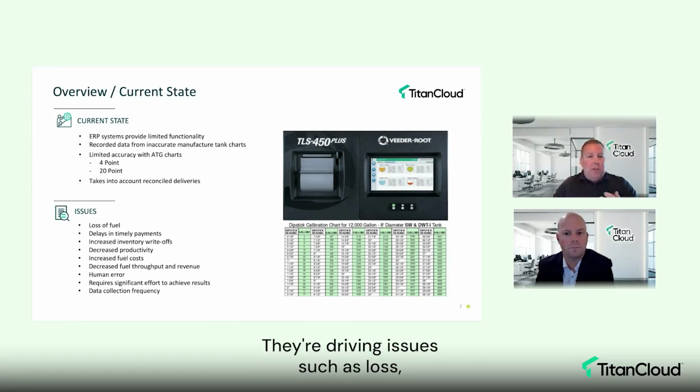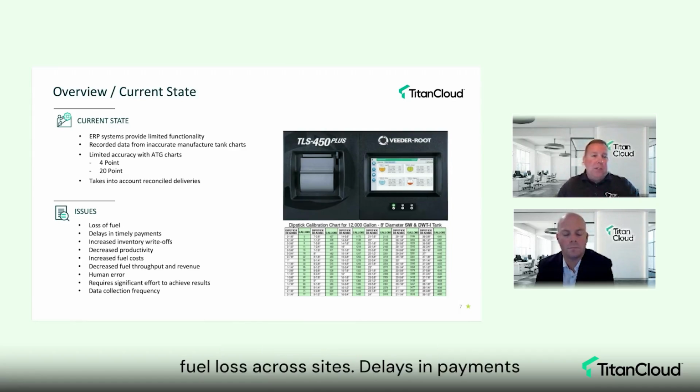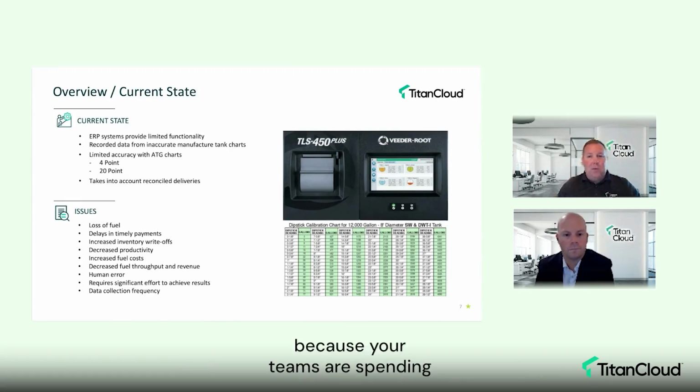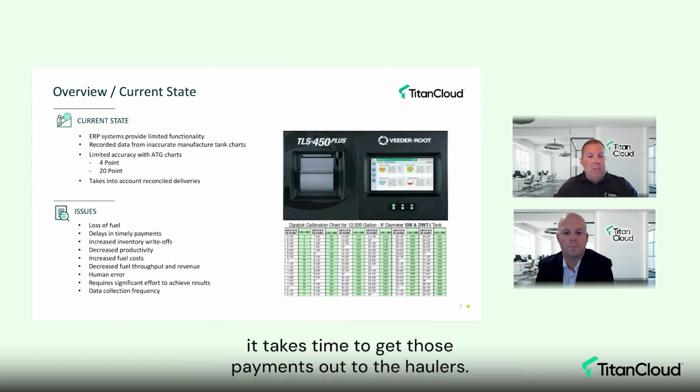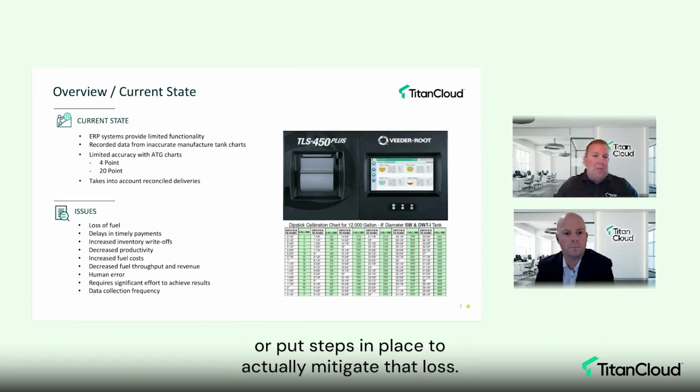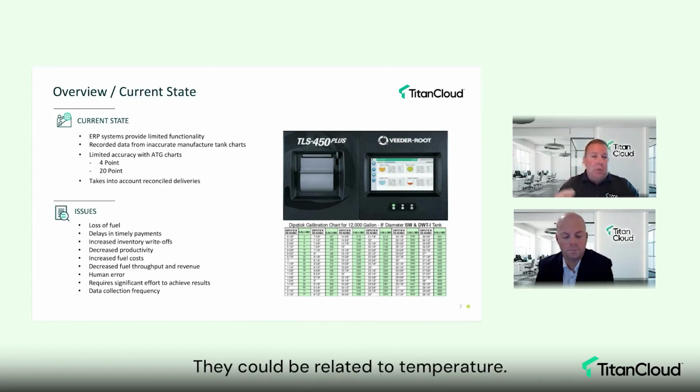So they're driving issues such as fuel loss across sites, and delays in payments, because your teams are spending so much time reconciling the deliveries that it takes time to get those payments out to the haulers. Increased write-offs, like we were talking about earlier, because you can't validate where that loss is coming from or put steps in place to mitigate that loss. It's decreasing the productivity of your teams. They're spending time investigating things that are false alarms, losses that aren't necessarily true. They could be related to temperature, and all of these are things that we're going to be talking about in a little bit more detail as we go through.